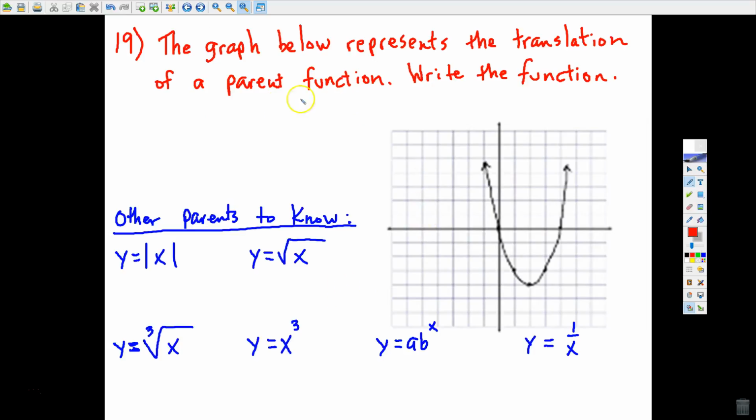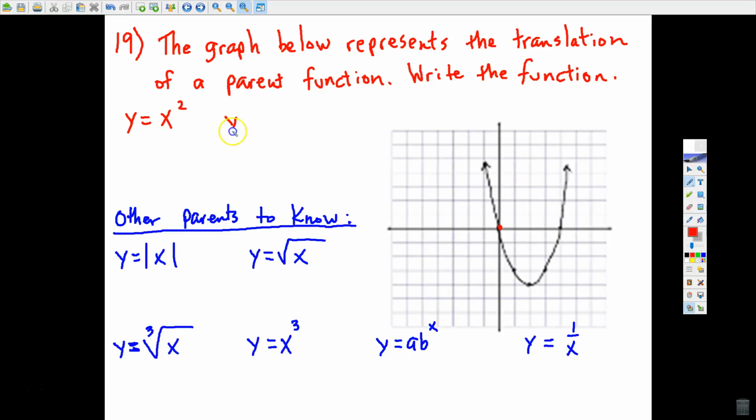The graph below represents the translation of a parent function, and we want to know what function is represented. Well, first of all, you have to identify which parent is being involved, and this is the parent y equals x squared. Every time you see a parabola, it's a translation of the parent function y equals x squared. Well, the parent always has its vertex at the origin. Well, this graph has been shifted from there 2 to the right and 4 down.